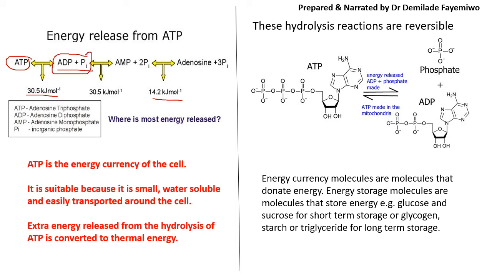When we say something is an energy currency molecule, it simply means that these are molecules that donate energy. So ATP is an energy currency molecule. It is not an energy storage molecule. Energy storage molecules are molecules that can store energy, such as glucose or glycogen or even starch or triglycerides, which are often used for long-term storage. Glucose and sucrose, by the way, are for short-term energy storage. So please know the difference between these two things.